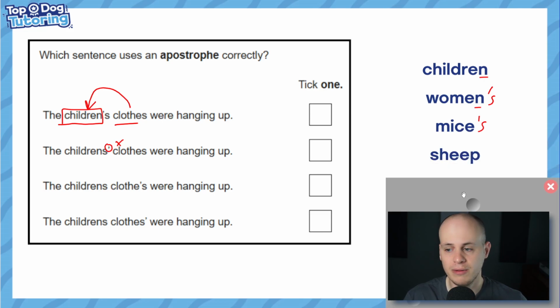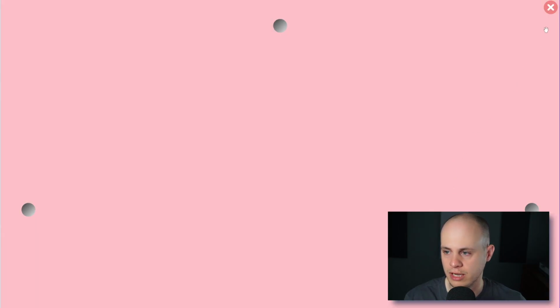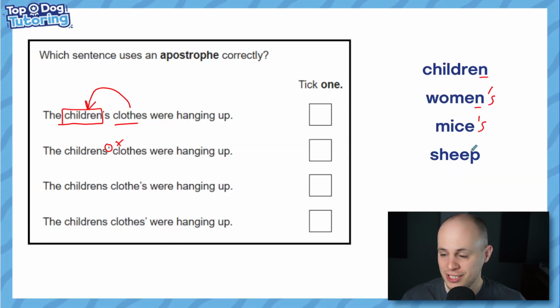And sheep, which is an even more interesting one because, oh, I'm changing the colors. Oh, okay, I've broken it. Let's change this, guys. Right. Sheep is an even more interesting one because it's the same as the singular version, one sheep and lots of sheep. So it gets even more confusing with that one. But you can still, again, use the same rule. We put apostrophe S on the end.